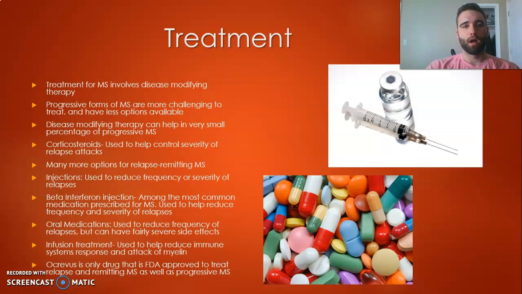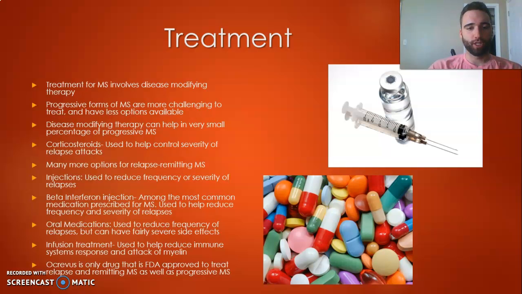Treatment for MS involves disease-modifying therapy. Progressive MS is very challenging to treat, and there are many fewer options available. Disease-modifying therapy can help in a very small percentage of progressive MS, but for most people it does not actually help. In cases of relapsing-remitting MS, there are corticosteroids to help control the severity of relapse attacks. And there are many more options for relapsing-remitting MS, such as injections to reduce the frequency or severity of relapses.